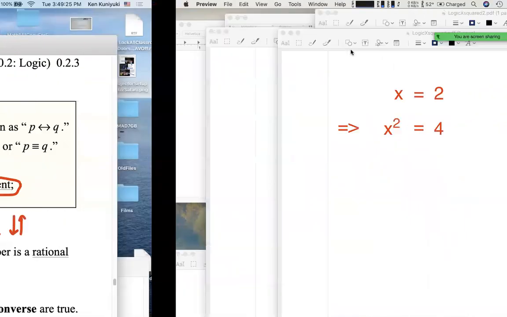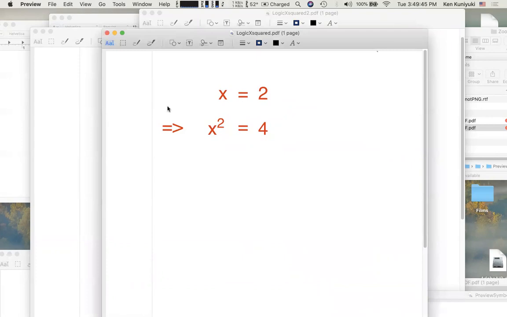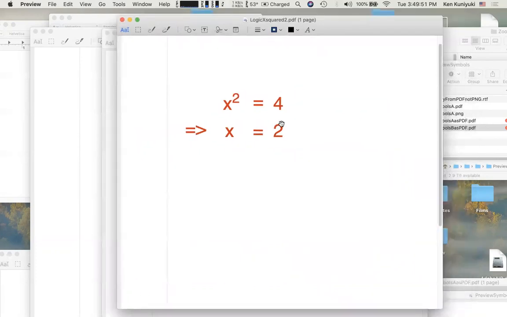I'll give you a more algebra example. x equals 2 implies that x squared equals 4. I think you would agree that if x equals 2, we know that x squared has to be 4. This is a true implication, a true if-then statement. That's why we have the double bar arrow here. But consider the converse. If x squared equals 4, then x equals 2. Does this imply that?